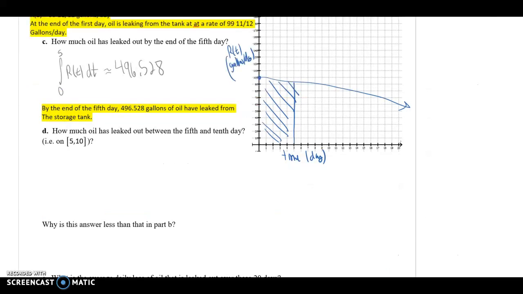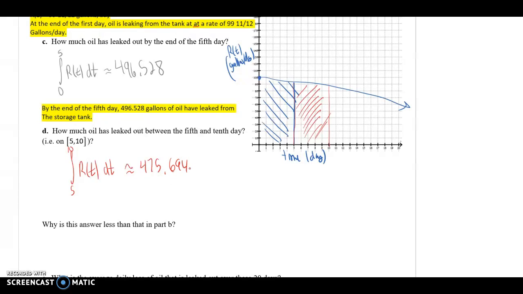D is asking us how much oil has leaked out between the 5th and 10th day. So if I go back up to the graph, 5th day, 10th day, draw in those vertical lines. We are trying to figure out the area under that curve. That is the accumulated number of gallons between those days. So as far as the calculation goes, we're doing the integral from 5 to 10 of R of T dt.